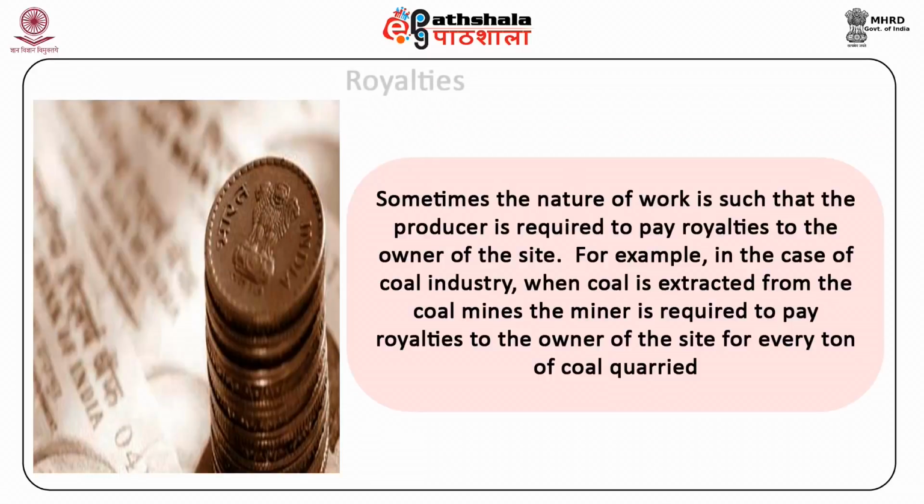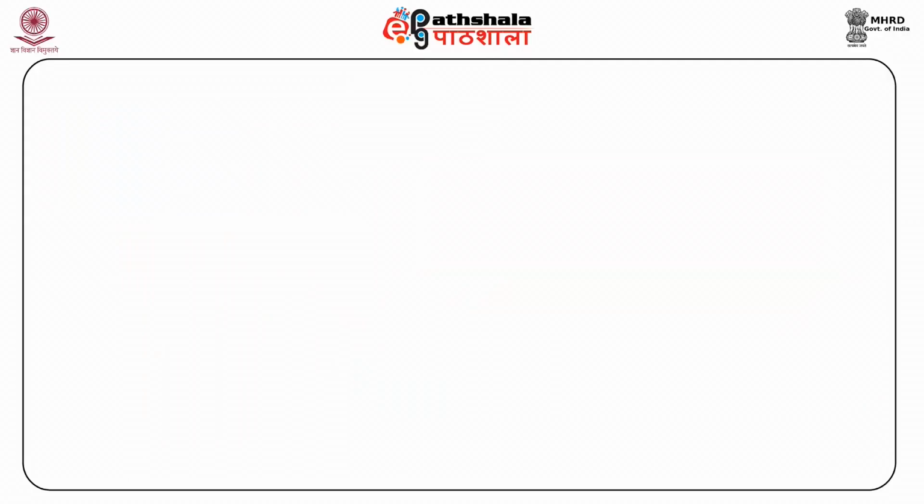Royalties. Sometimes the nature of work is such that the producer is required to pay royalties to the owner of the site. For example, in the case of coal industry, when coal is extracted from the coal mines, the miner is required to pay royalties to the owner of the site for every ton of coal carried.